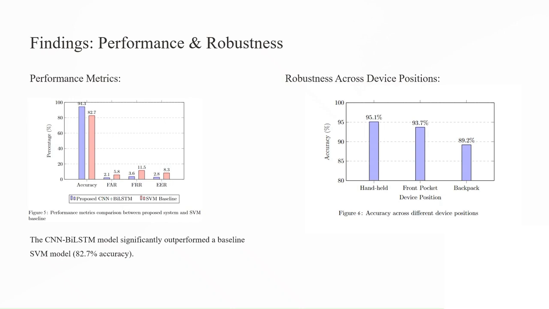In the backpack, accuracy drops slightly to 89.2%, mainly because the signal gets damped and the gait dynamics are less distinct when the phone is not close to the body. The key takeaway is that our system remains robust across common carrying positions, consistently above 89% accuracy, which is sufficient for real-world mobile authentication.